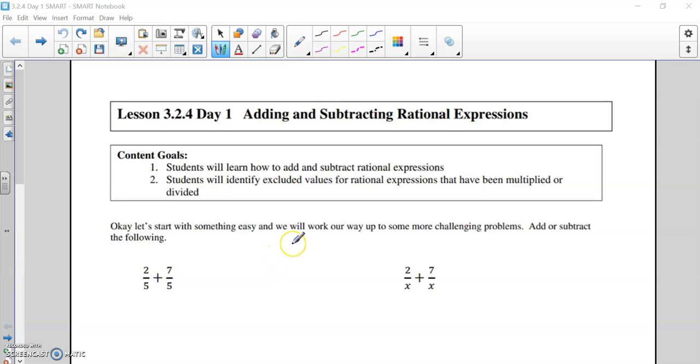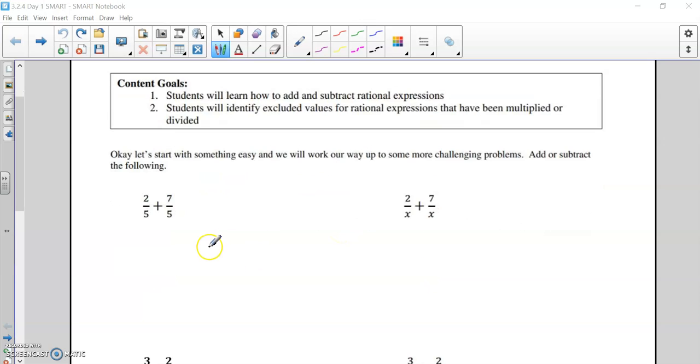Hey guys, welcome to lesson 3.2.4, day 1. We are going to learn how to add and subtract rational expressions today, kind of just switch gears from the multiplication and division that we've been doing. We will go ahead and start with some simple fractions, and then we will work our way up to the rational expressions that we're going to be focusing on for this unit.